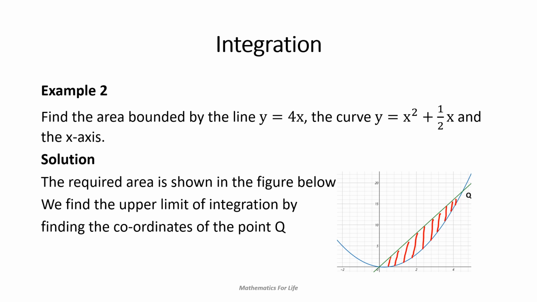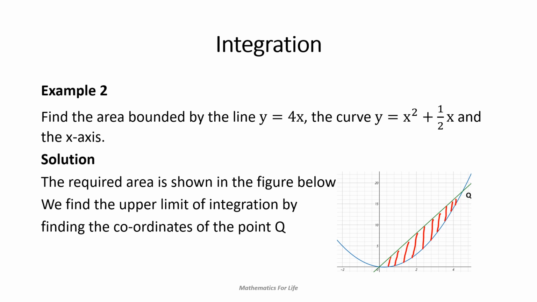Our example number 2: find the area bounded by the line y equals 4x, the curve y equals x squared plus a half x, and the x-axis. Now the region whose area we wish to find is indicated on the diagram on the other side of the screen. You notice that point Q is a point of intersection, and the other point of intersection is at the origin. So the required area will be found by first identifying the lower and the upper limits within which you are going to integrate the line and the curve.